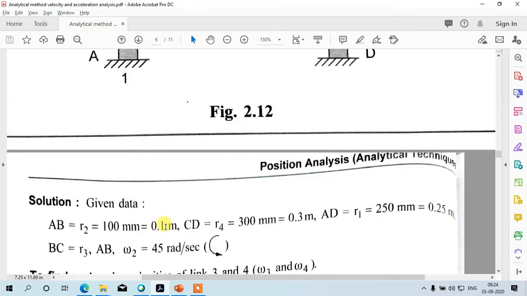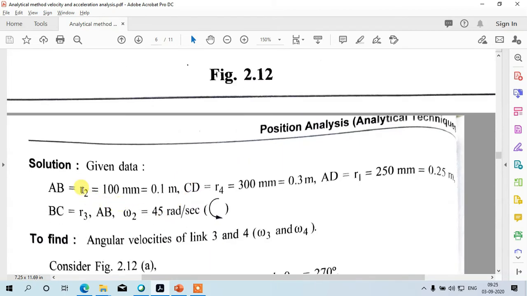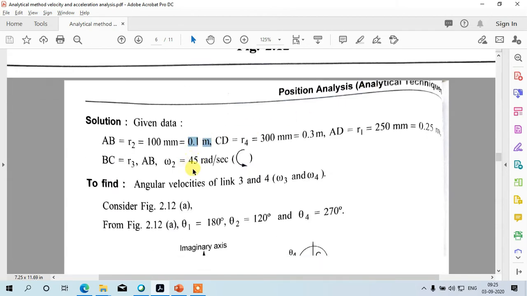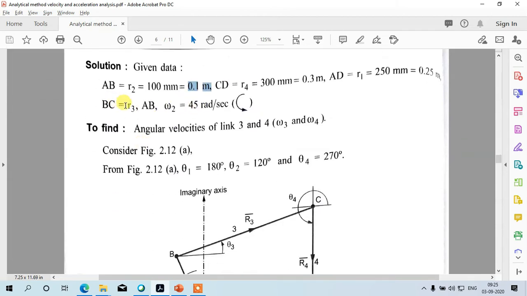We are given different lengths of links: AB, CD, AD. We are converting them into meters just to maintain uniformity and standards. The length of this third link is not given to us, and another data, omega 2, is given to us as 45 radian per second in counterclockwise direction.